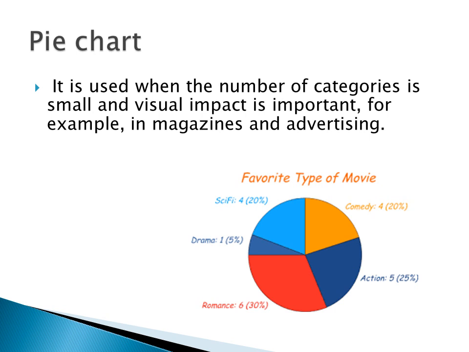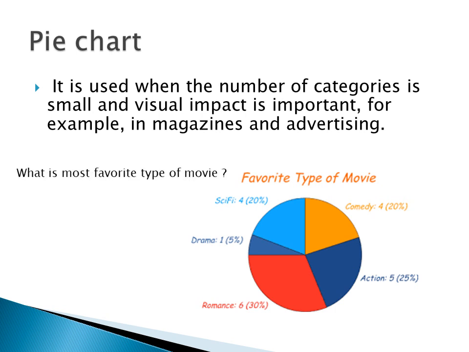As shown here, we have favorite types of movies. We have 5 different sectors and they are 5 different colors. Of course, when we color the sectors, it will give more impact. We have romance, drama, science fiction, comedy, and action.